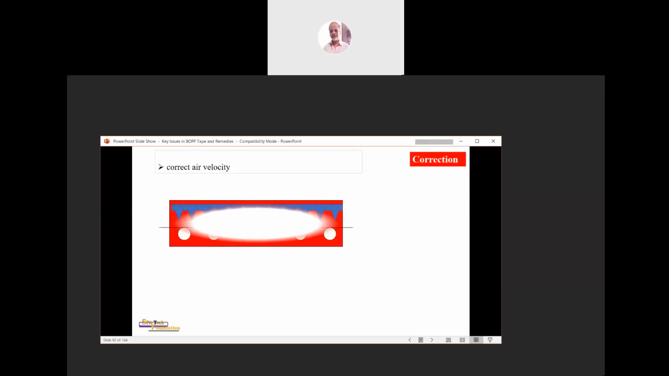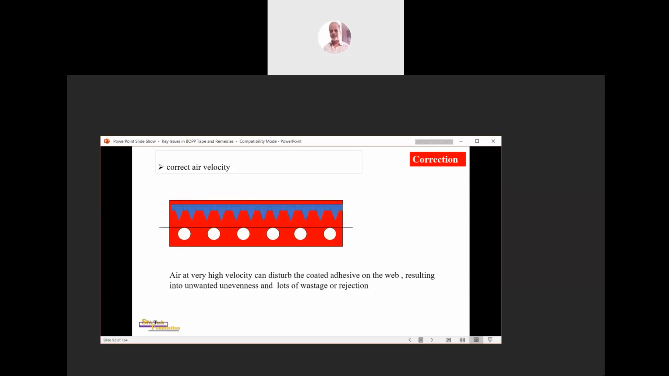Correct air velocity also plays a very important role. Air at very high velocity can disturb the coated adhesive on the web when it is in wet condition, resulting in unwanted unevenness and lots of wastage or rejection.